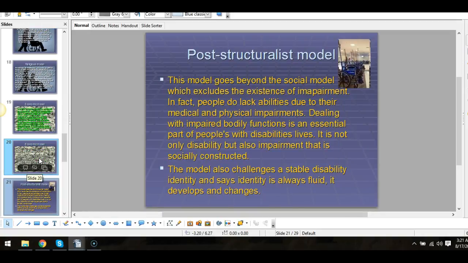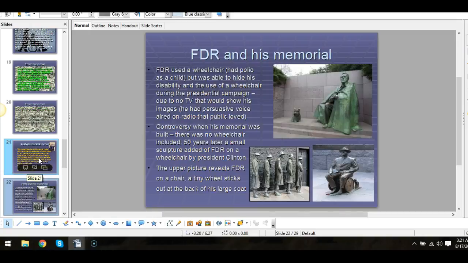Post-structuralist model, finally. This model goes beyond the social model, which excludes the existence of impairment, and also beyond the medical model. In fact, people do lack abilities due to their medical and physical impairment, such as what Tom Shakespeare said in his book. Dealing with impaired bodily functions is an essential part of the lives of people with disabilities. It is not only disability, but it is also impairment that is socially constructed. So this model challenges a stable disability identity and says that identity is always fluid, it develops and changes.